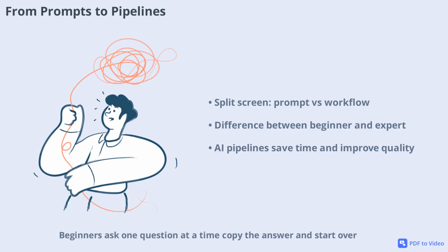Beginners ask one question at a time, copy the answer, and start over. Experts connect prompts, creating repeatable AI pipelines that research, analyze, write, review, and format outputs. In this video, we'll break down how to move from single prompts to multi-step AI workflows. By the end, you'll understand how to engineer pipelines that produce better results, reduce mistakes, and save serious time.